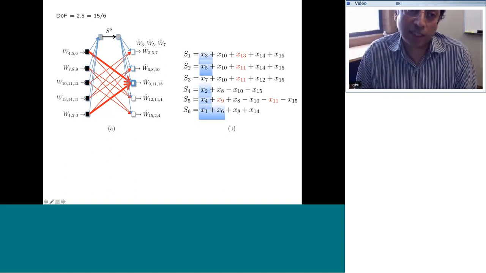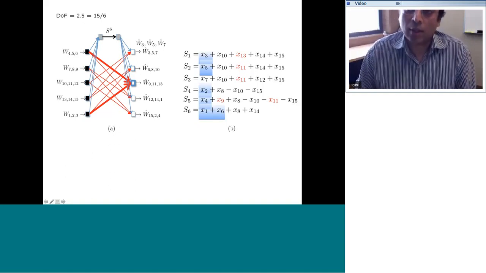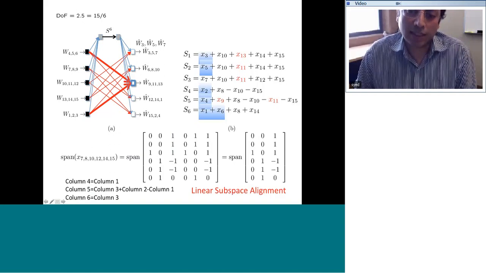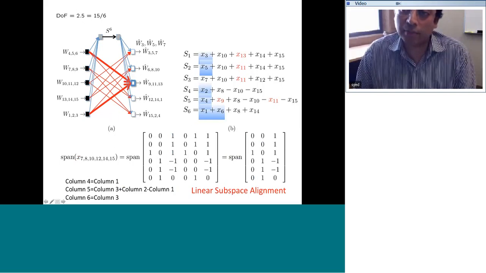Because whatever is being transmitted here is exactly what's being seen by all the receivers. So he can remove 1, 2, 3, 4, 5, 6. So all these blue things he can remove. What's left is the desired signals and the interference. So there are 6 interfering symbols and 3 desired symbols, a total of 9 symbols, but you're in a 6-dimensional space, so there are only 6 transmissions.